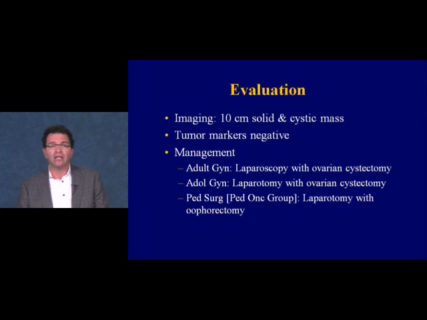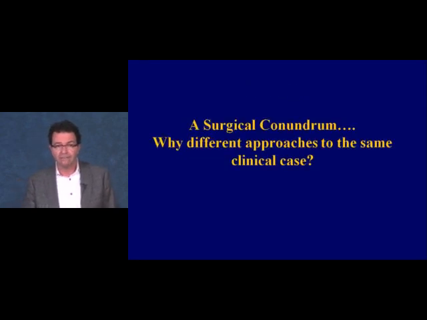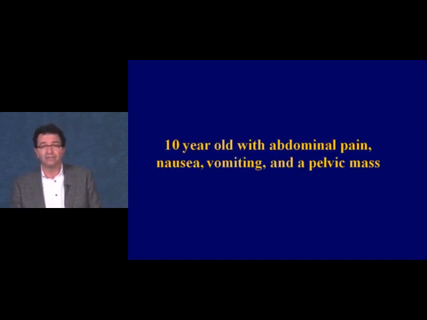The pediatric oncology group recommends removal of the mass, and if it cannot be done in a fashion where there is no spillage, then an oophorectomy is recommended. So these are all supported by their professional societies, but it raises the question of what we should be doing, and that is a challenge. But as a pediatric and adolescent gynecologist, we do recommend that these be done as an open procedure with removal of the cyst with preservation of the ovary. So it is a surgical conundrum. There are different approaches to the same clinical case.